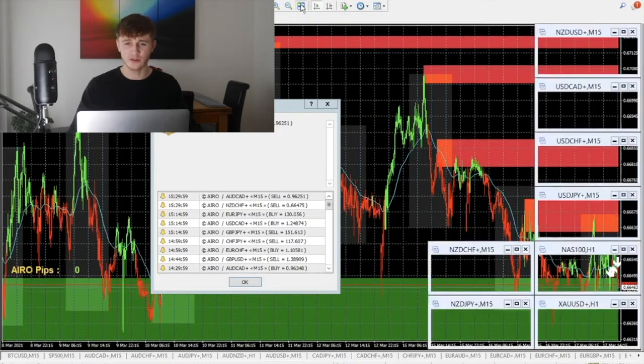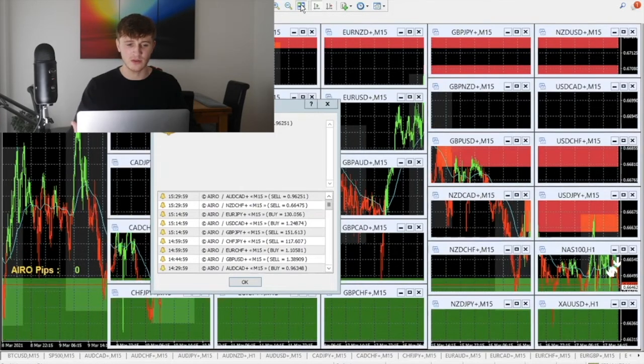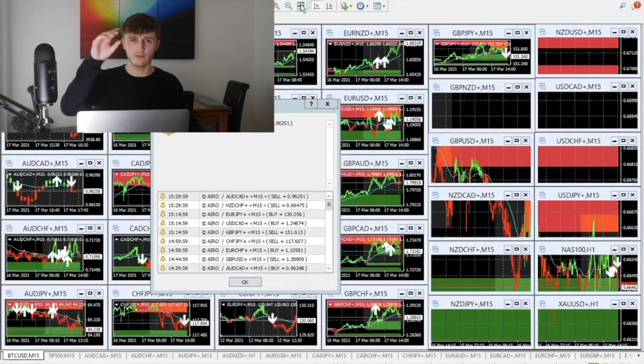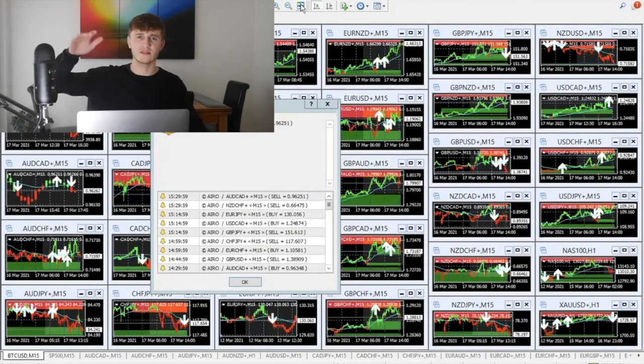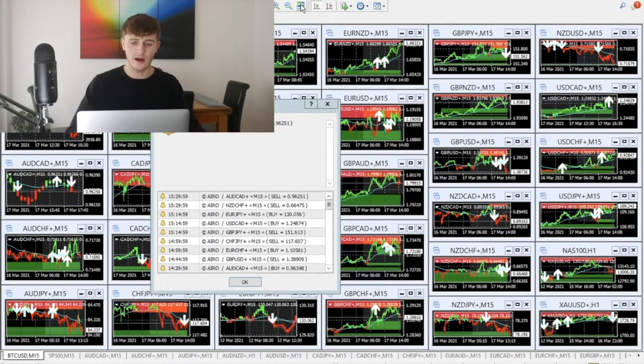Another thing you need to make sure you're doing with Airo is leaving yourself enough room to the next support or resistance. So you could have a bounce and an arrow, but if there's a resistance zone 5 pips in front, why would you enter that trade? You don't enter that trade. I only enter a trade which has around 20 to 30 pips movement till the next zone, because I've just seen good results like that. And I'm not going to enter a trade if it's heading right into a support or resistance.